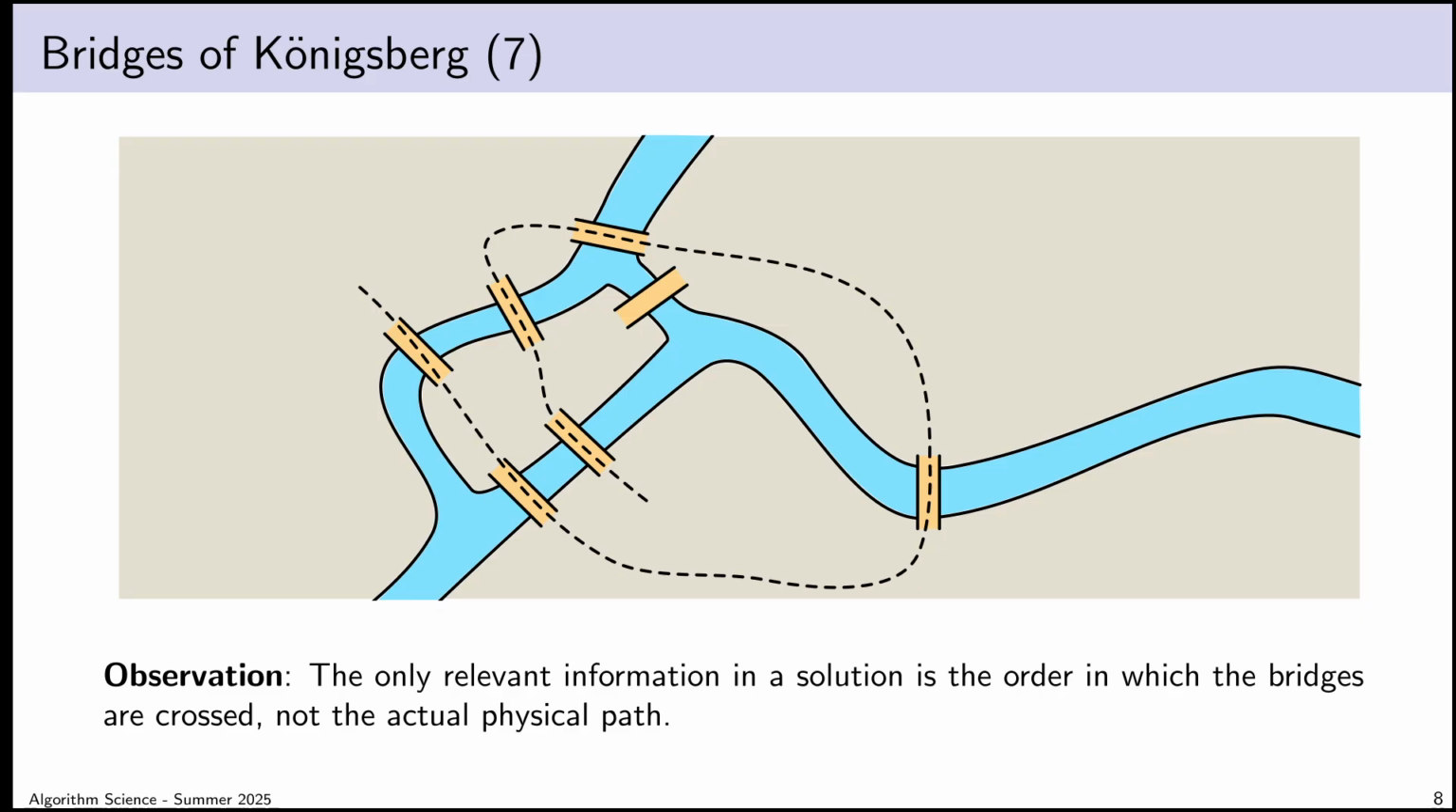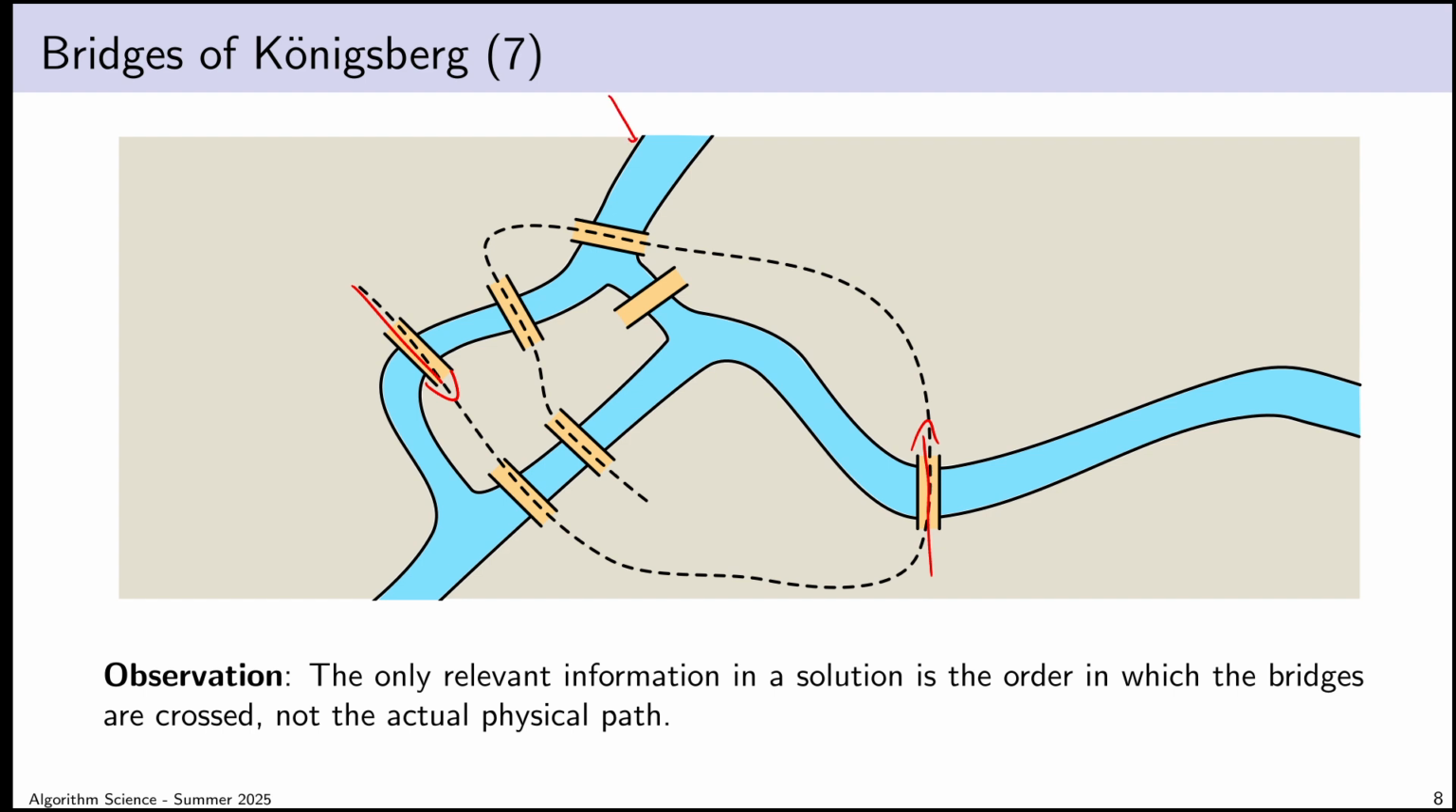So one observation is that the only relevant information in a solution, a possible walk, is the order in which the bridges are crossed. There are certain orders that don't make sense. For example, I can't cross this bridge in this direction and then immediately afterwards cross this bridge, because how would I get between the two bridges? It does matter what order they're crossed, and there are certain orderings that are allowed and certain that aren't, but nothing else about the path really makes a difference as far as the solution.